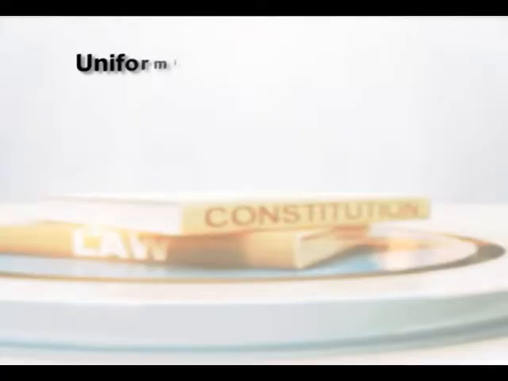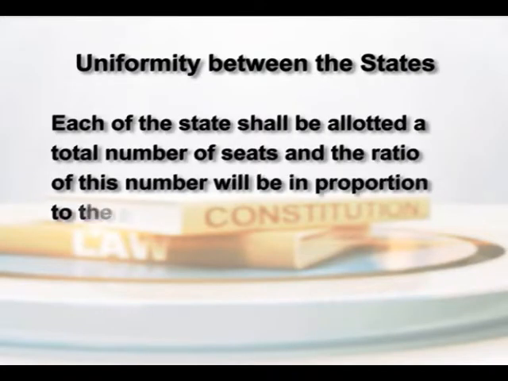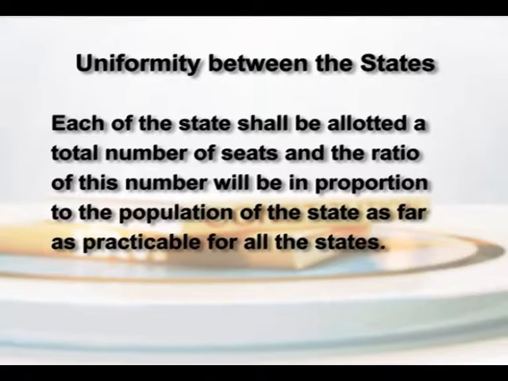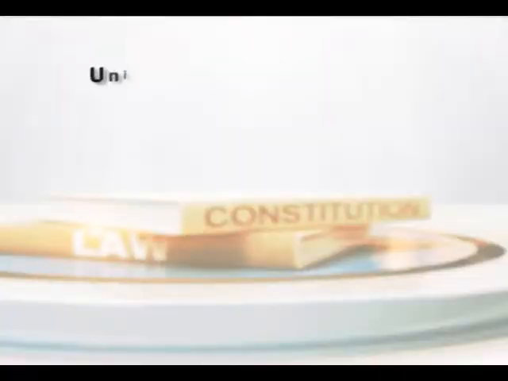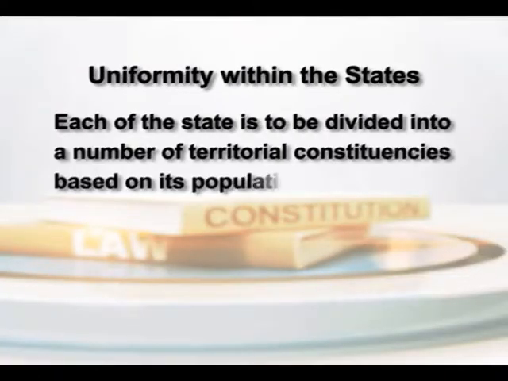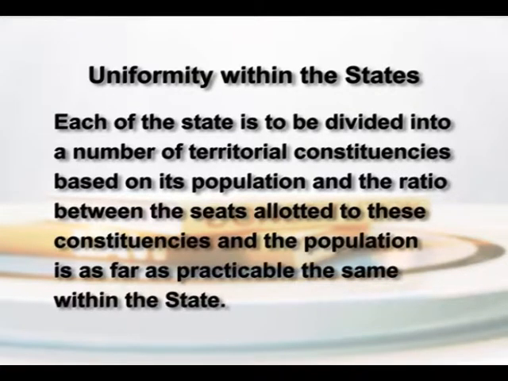To ensure the uniformity of representation, the Constitution provides that each of the states shall be allotted a total number of seats, and the ratio of this number to the population will, as far as practicable, be the same for all the states. Secondly, the Constitution further provides that each state is to be divided into a number of territorial constituencies based on its population, and the ratio between the seats allotted to these constituencies and the population is, as far as practicable, the same within the state.